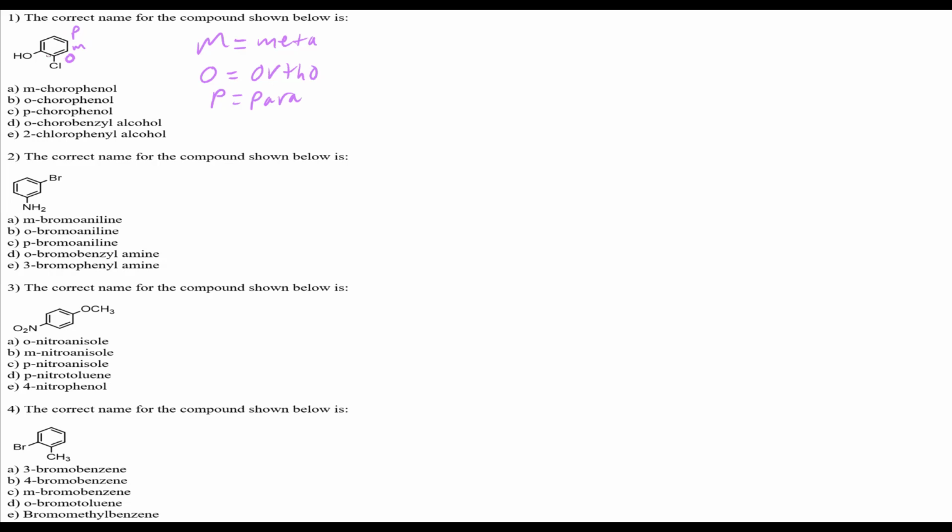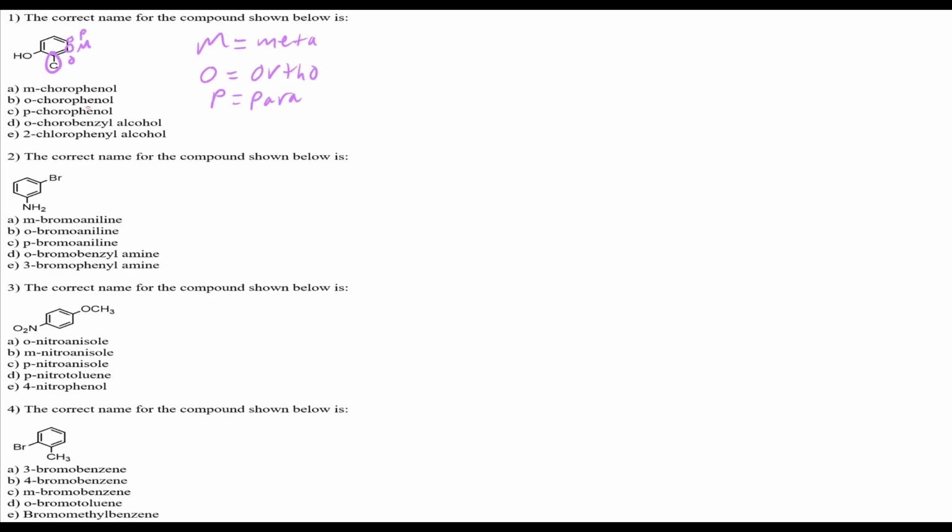So the way I remember it is that para is going to be parallel to the compound name, so it's going to be parallel to the alcohol. M is just kind of offset, so it's basically 2 away from the alcohol. And ortho is right next to the alcohol. So again, this would be ortho, this right here would be meta, and this would be para.